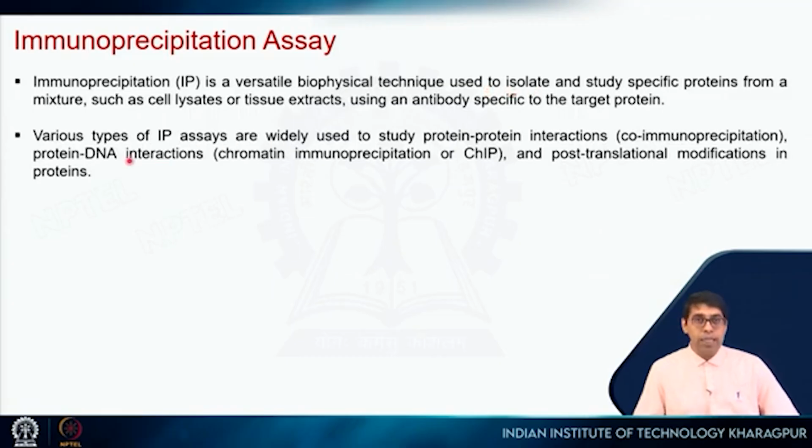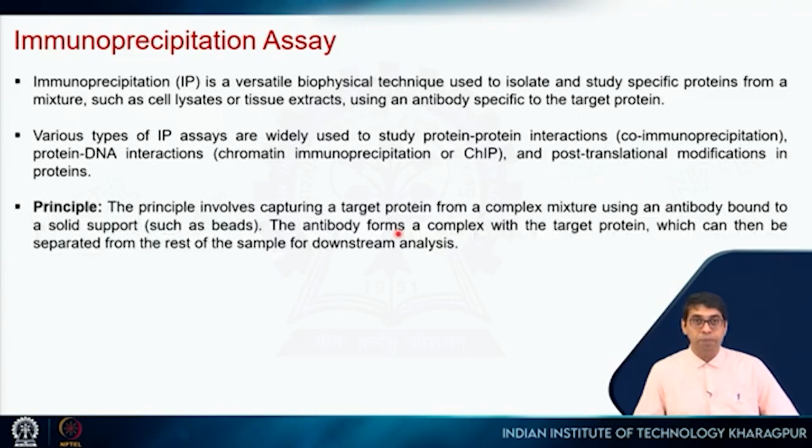And there are various types of immunoprecipitation assays. To study protein-protein interactions, this will be called co-immunoprecipitation, or for protein-DNA interactions, this will be called chromatin immunoprecipitation or ChIP. And you can also use it to detect post-translational modifications in proteins. So the principle involves capturing a target protein, right? So let's say protein A, which binds to other proteins and forms a complex.